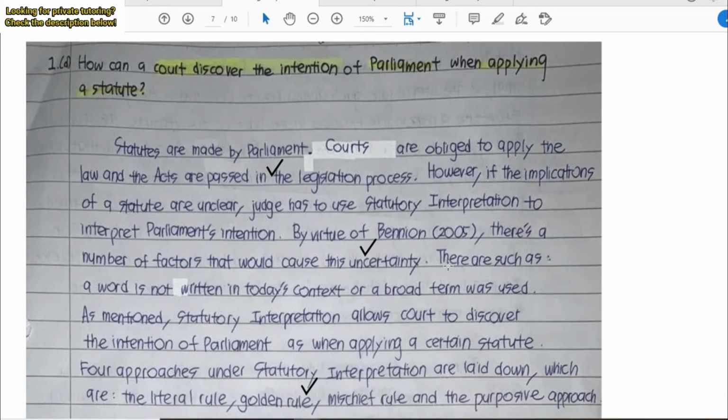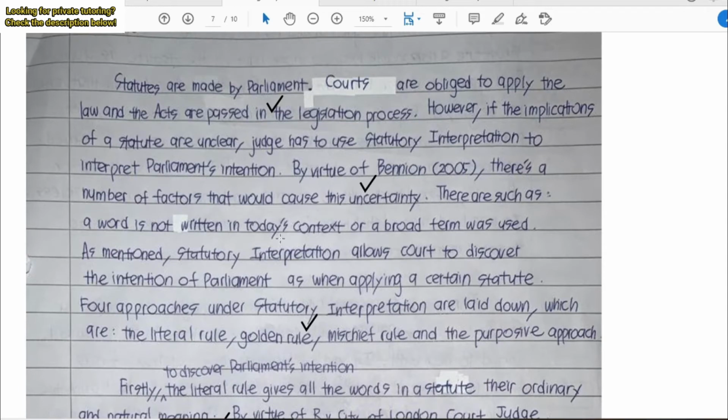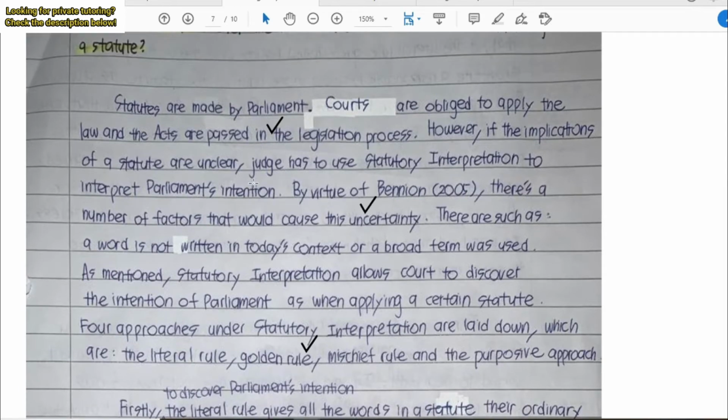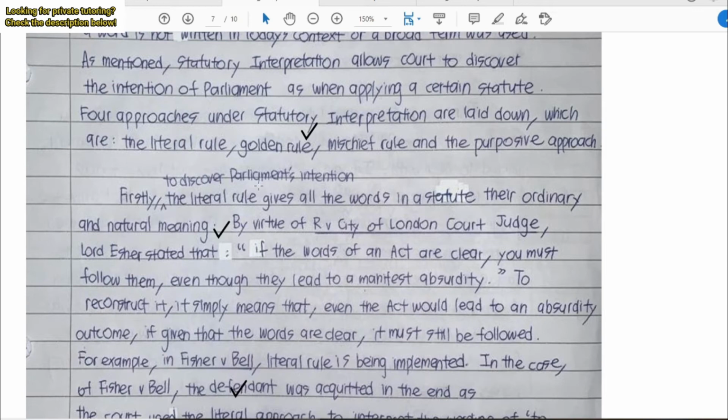Right, so we're looking at question one. Your introduction is fine, no problem here. This is basically you talking about Acts of Parliament and statutory interpretation, the usual stuff. That's why I gave you all correct, no problem here. This part here, there's a small issue. It's actually just the wording only.